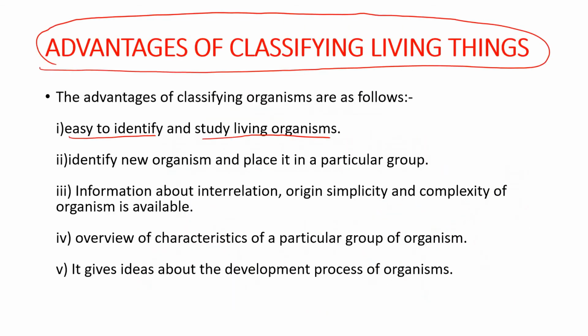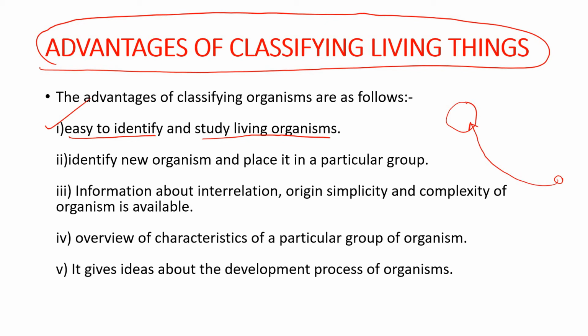So in terms of classifying living beings also, it becomes easy to identify and then study the living organisms. Okay, fine, done. Then next is to identify a new organism and place it in a particular group. So already you have formed a group. Now you find another similar kind of plant or animal, and then you can very easily identify, oh okay, I have found a new organism, so I know where to put it, right?